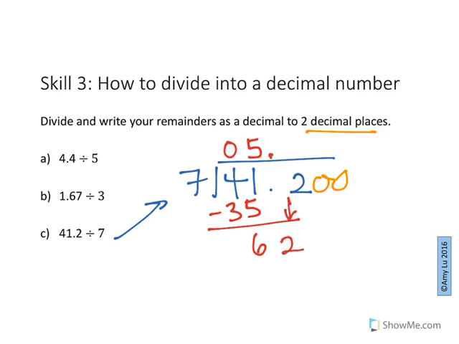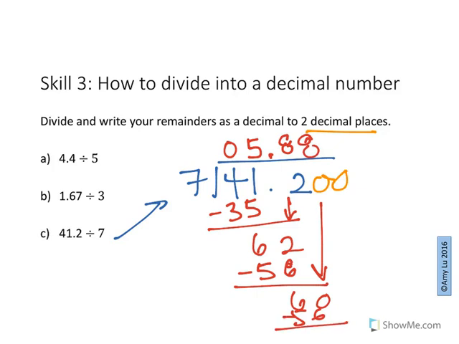7 goes into 62 8 times. 56. And so if we subtract, we get a 6. Bring the 6 down. 7 goes into 60 again 8 times. 56 minus, and you have a 4. Bring down the 0. 7 goes into 40 5 times. And so 40 minus 35, you'll end up with 5 left over. But you know what? We actually don't need the numbers anymore.